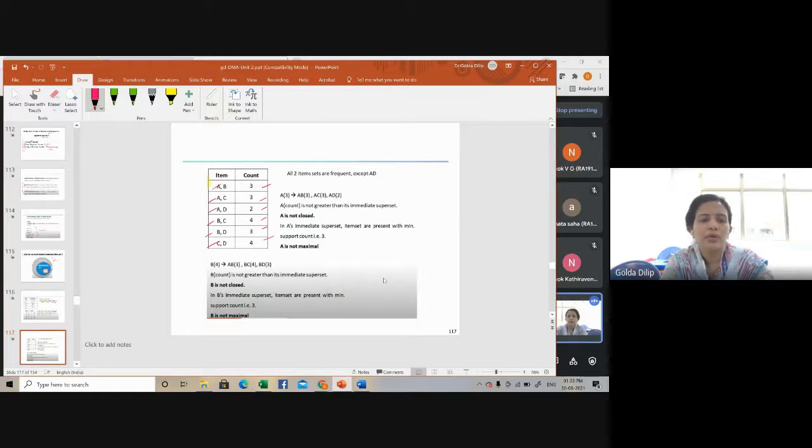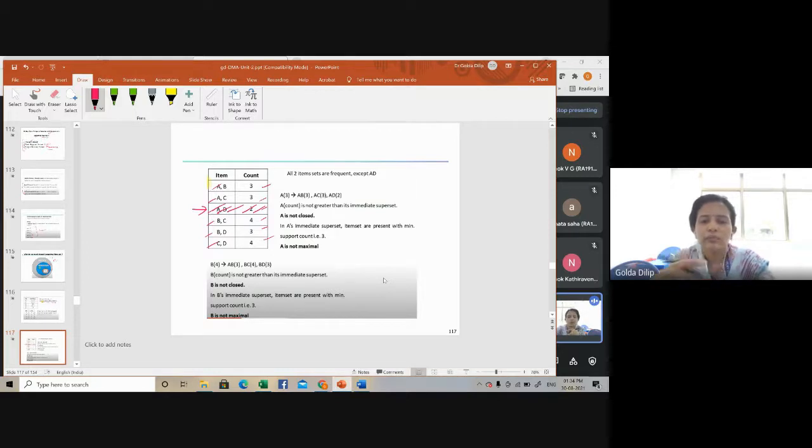Okay, so now let's see. Our minimum support count is 3, right? There is one item called AD. AD is not satisfying the minimum support count, so this can be eliminated. This is having a support count of 2, and since our minimum support count is 3, this can be eliminated. Next we have to see whether the item sets are closed or whether it is a maximal item set.